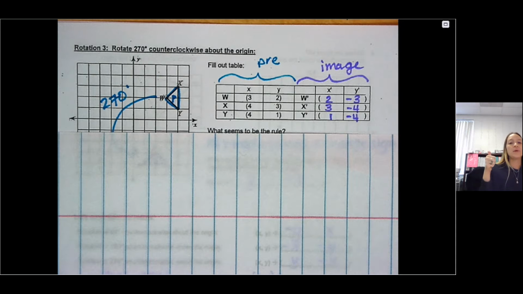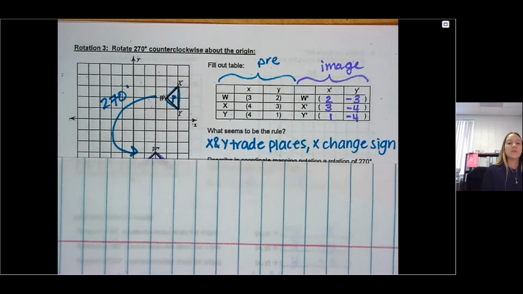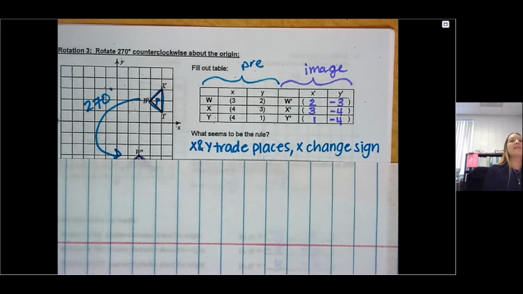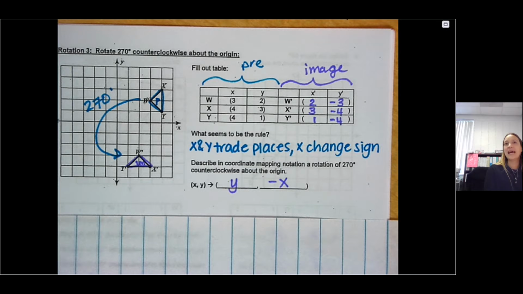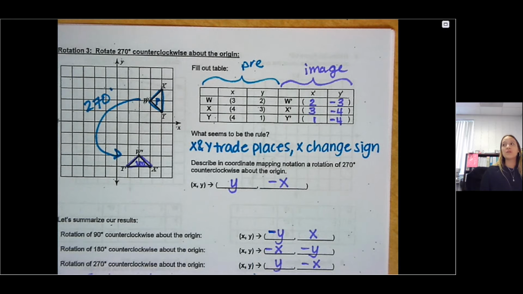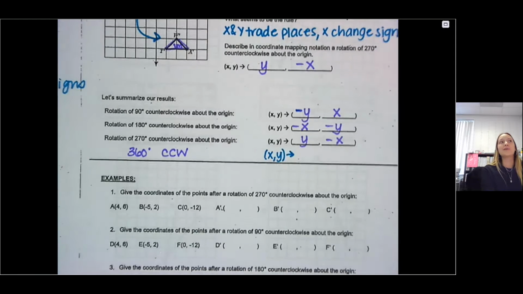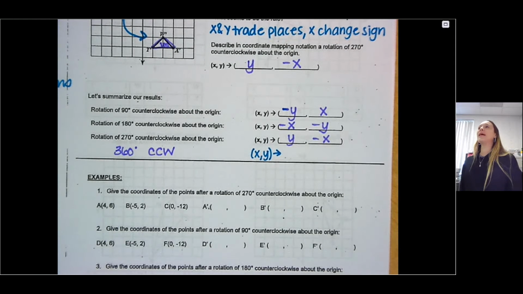Okay. Who can raise their hand and tell me what the rule seems to be? Kiki, what do you think? Perfect. X and Y change positions or trade places, and then the X changes signs. How do you write that as a rule, Kiki? Beautiful. Y and then -X. Fantastic. So now, right below our summary of our results, that's like the most important part. I just rewrote my results there, but I also added in one more. I added in the 360. What happens there? It stays the same.